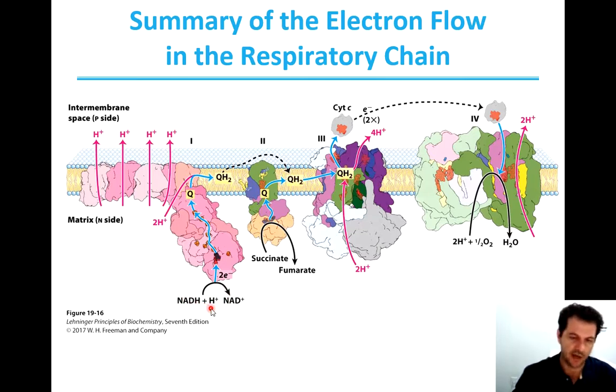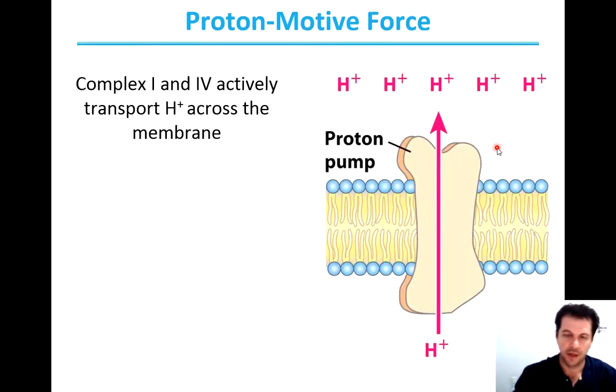So you have NADH that produces electrons, which then pass through the quinone pool, and the quinone passes them through the complexes. Then you have protons being pumped, and these protons are going to be dissipated by the ATP synthase. This is the proton motive force that we talk about. So protons are pumped from the matrix through the complexes to the intermembrane space.